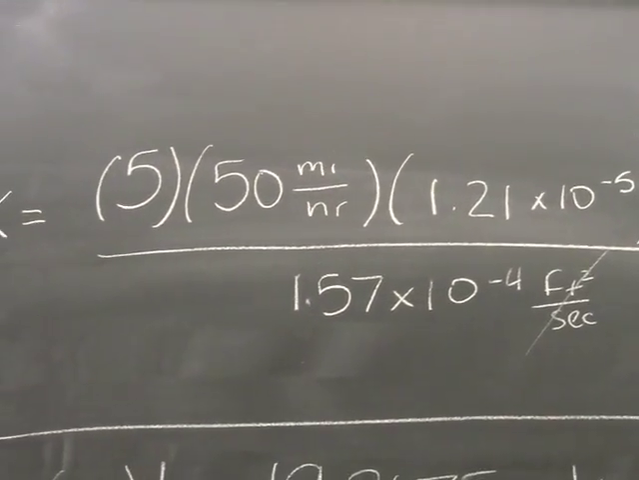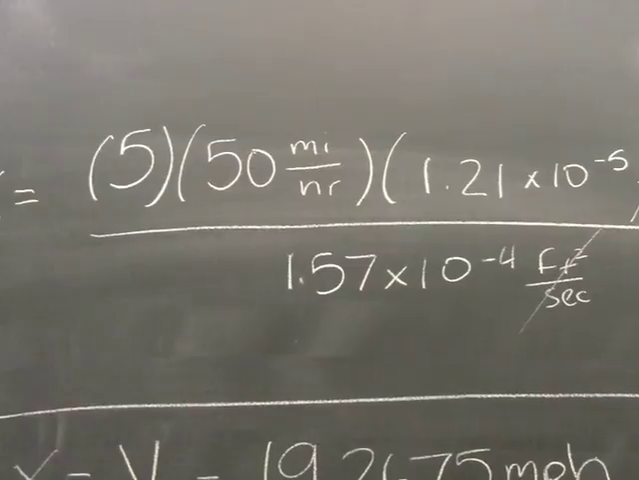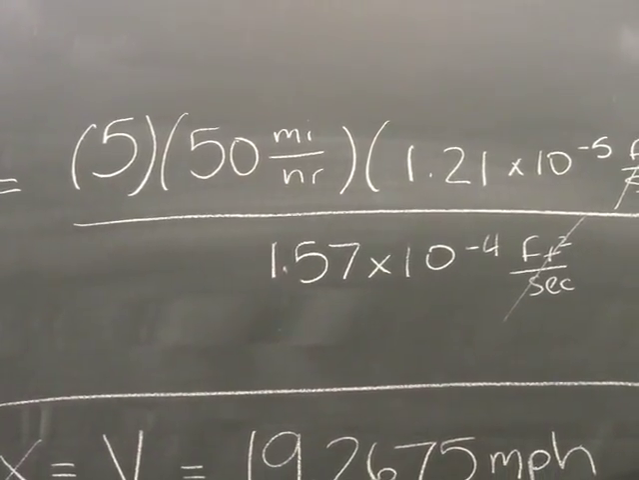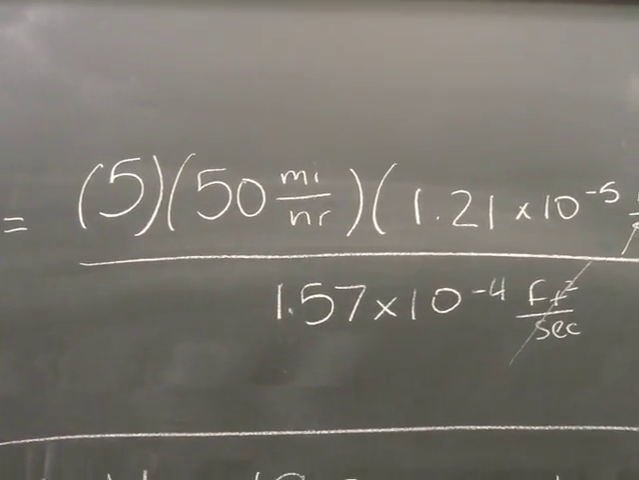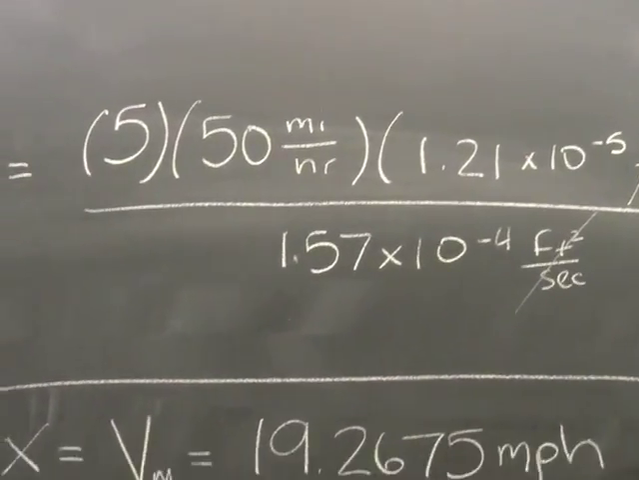Simplifying, we see that the feet squared per second cancel out, and we're left with x, which is the velocity of the model, equal to 19.2675 miles per hour.